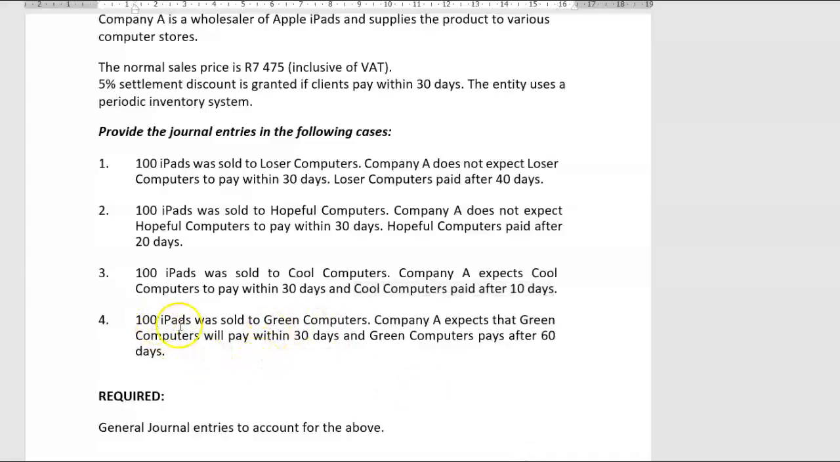Number 4, 100 iPads were sold to Green Computers. Company A expects that Green Computers will pay within 30 days. So that's a sales transaction. What is the first question? Was there an expectation that this guy is going to make use of the settlement discount? And the answer is yes, we did expect him to make use of the settlement discount. Then from the sales transaction, when we record the first transaction, we will already make provision for the settlement discount.